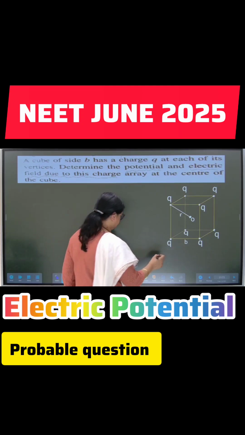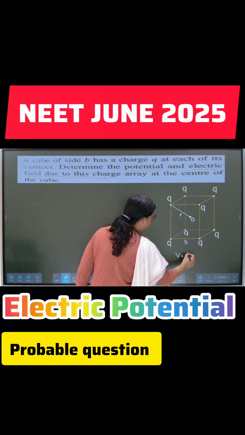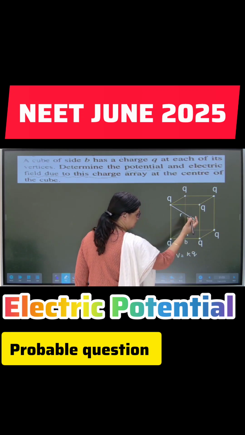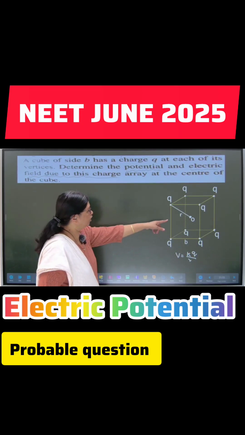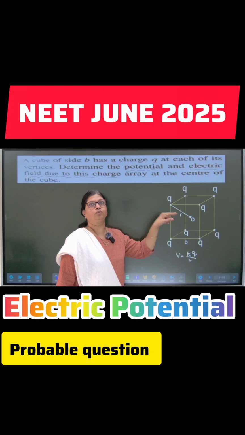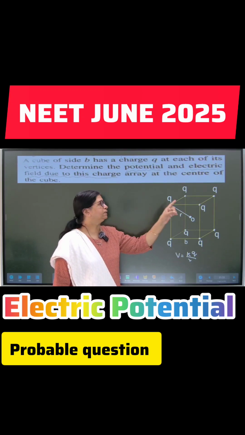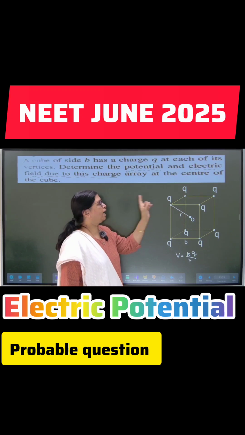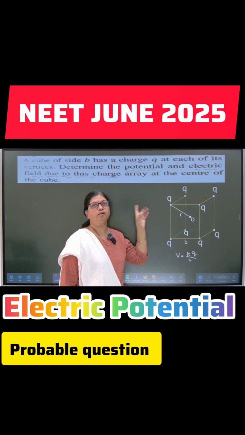We need only V is equal to KQ by R. K we know, charge is given to us as Q, and divided by R. Now what is R? R is the distance from the point. They are asking to find out the potential at the center. So the center is the point. Center is O. Charge is Q. We have to find out first the distance between O and Q.